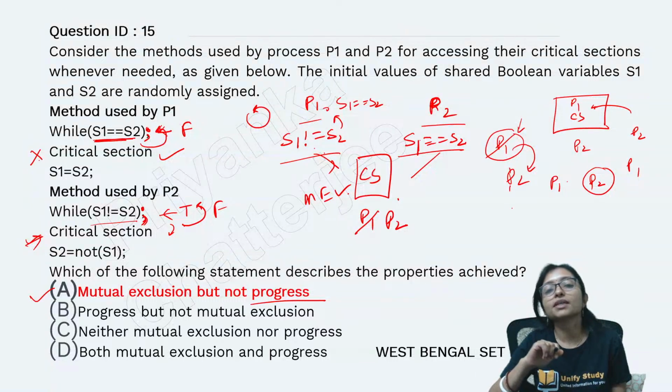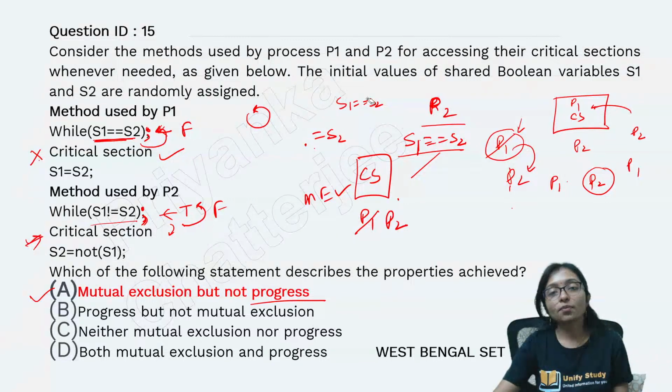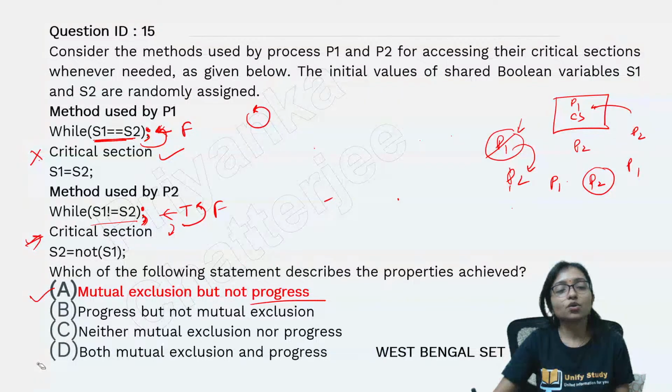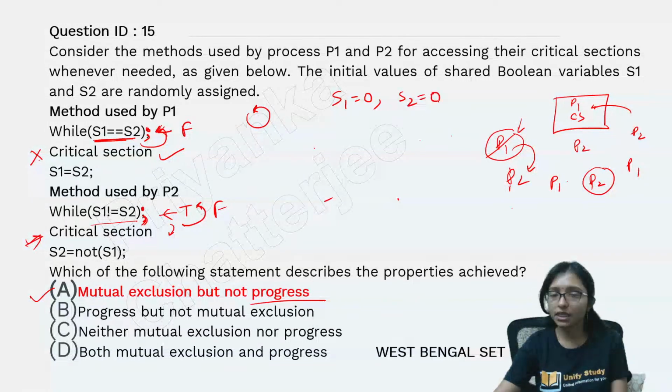Now the problem is progress. Now for progress, what is happening? See that. Always in this problem we have to think about the starting condition. There should be some starting status, right? What is the value of S1 and S2? Maybe the S1 value is 0 and the S2 value is also 0 now. It is the initial value.